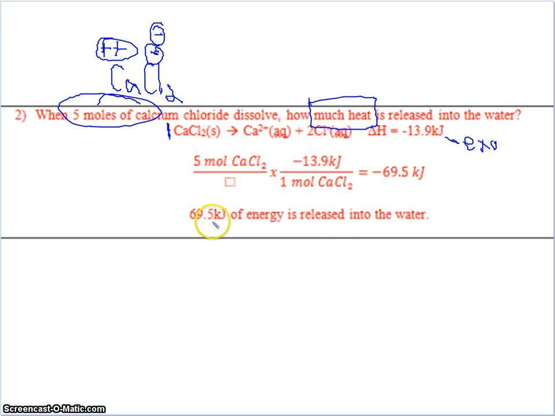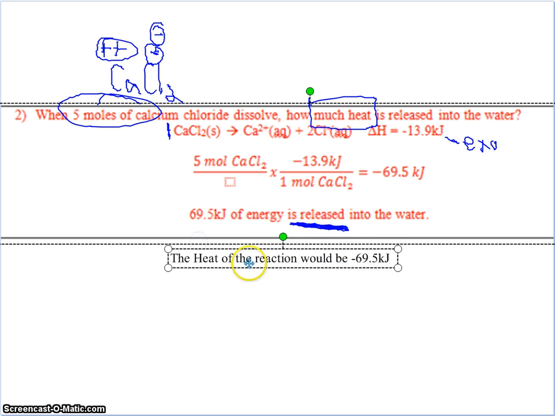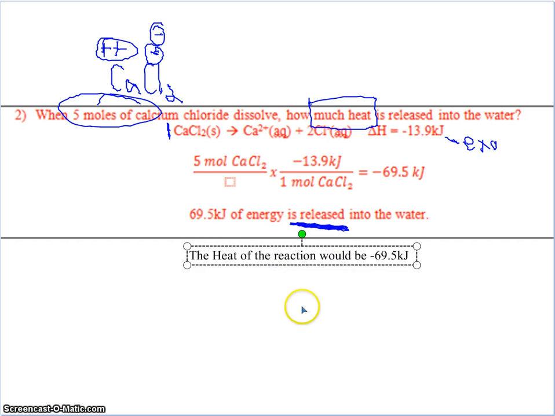Here it's positive, but they're saying it's released, which means it's exothermic. So I guess they can drop the negative. But if they said the heat of the reaction would be negative 69.5 kilojoules, they would still need the negative sign because it's not specific about whether it's going out or in. But here they're saying it's released, so it's fine, I guess. How much heat is released into the water. It's kind of asking for an absolute value.